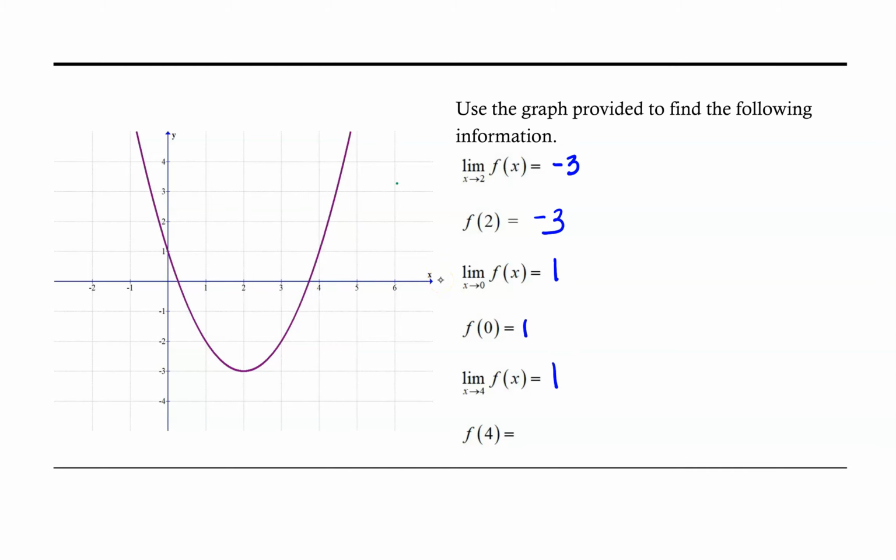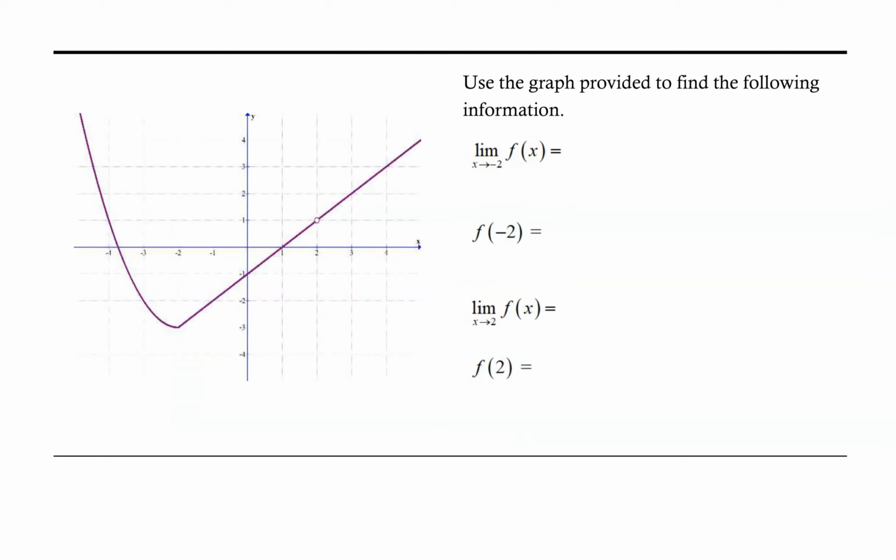And then f of 4 we're asked to find. Here's x equals 4. Looking up at our function, is there a point there? Yes, there definitely is. So f of 4 does exist, and f of 4 is equal to 1.